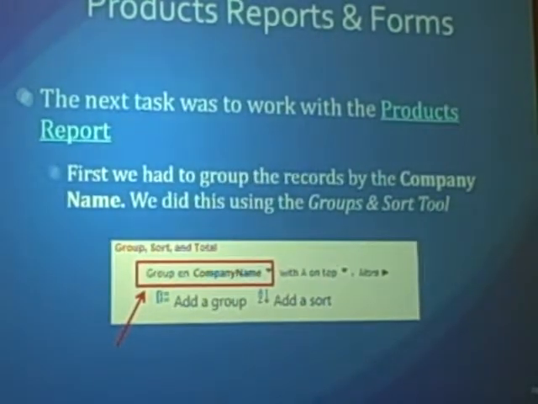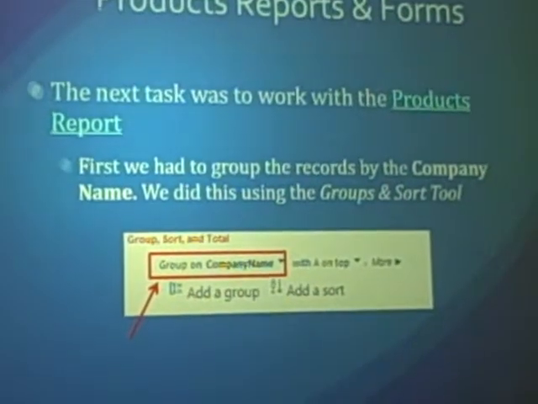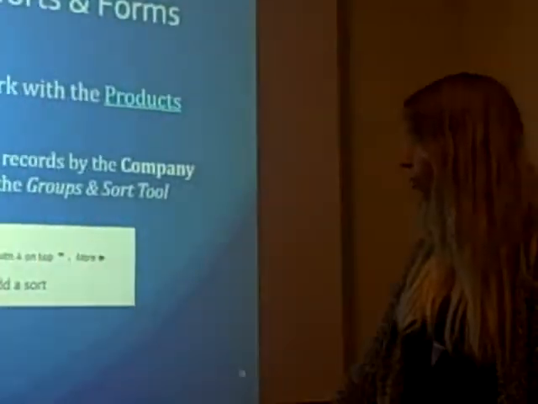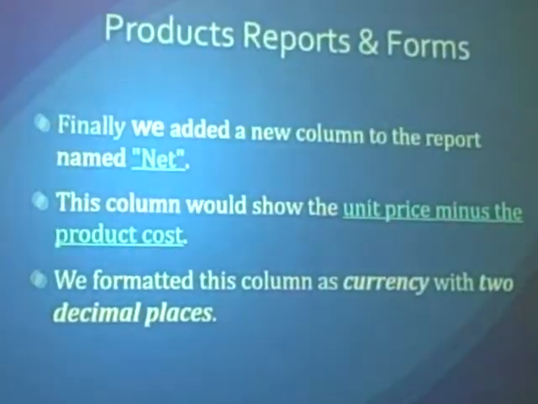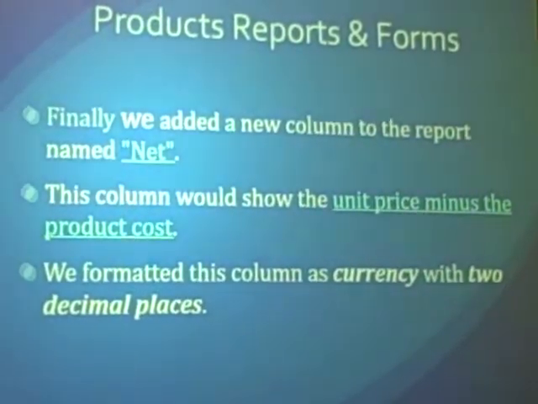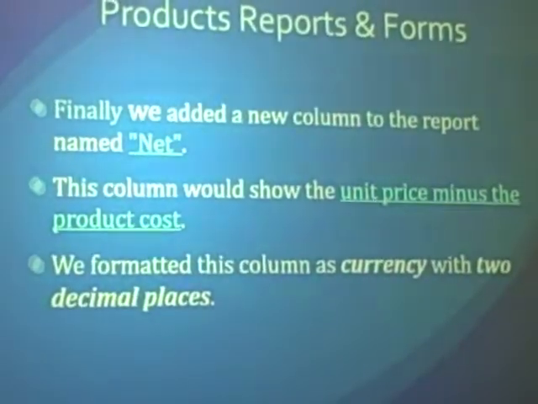The next task was to work with the products report. First, we had to group the records by company name, and we did this using the group and sort tool, as you see in the image here. And finally, we added a new column to the report named net, and this column would show the unit price minus the product cost, and we formatted this column as currency with 2 decimal places, which would be this column here on the right, as you see, with currency format and 2 decimal places.